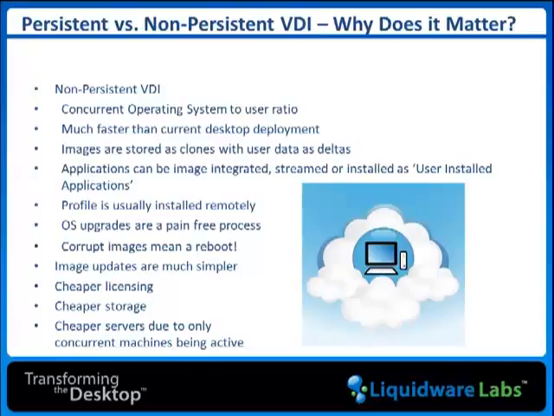OS upgrades are a pain-free process. We also have the ability for corrupt images to just mean a reboot. If we reboot, we get a new image. Image updates are much, much simpler because we simply update the master image and reboot all the virtual machines or recompose all those virtual machines. We have cheaper licensing, with the exception of the operating system itself, because Microsoft has made VECD pretty much a one-to-one user to operating system license process. We have cheaper storage because all those idle machines are not constantly processing IOP requests, and cheaper servers due to only the concurrent machines being active at any one time.